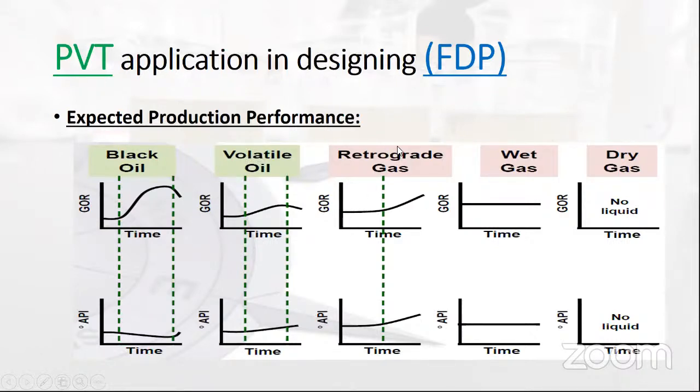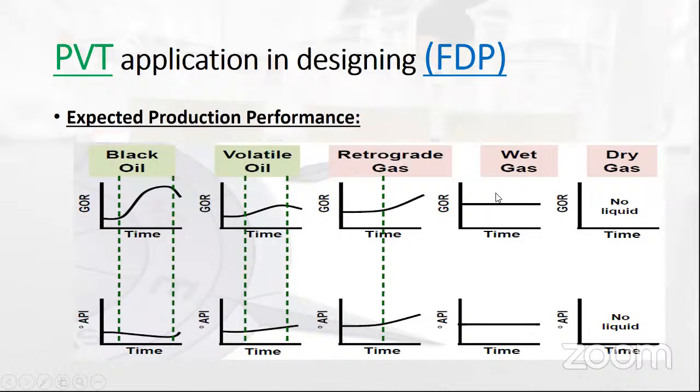For the volatile oil and the retrograde gas condensate, the GOR, first, will be constant. It will be equal to the associated or the dissolved gas in the oil, and also equal to the amount of oil that is vaporized into the gas. Then the GOR will increase. Also, the API for the volatile oil and the retrograde gas condensate will increase with time, because the molecular weight of the C7+ will be lighter with time, because some of the light components will drop out into the condensate, and this condensate will be produced in the later life of the field. For the wet gas and dry gas, the wet gas GOR will be constant.